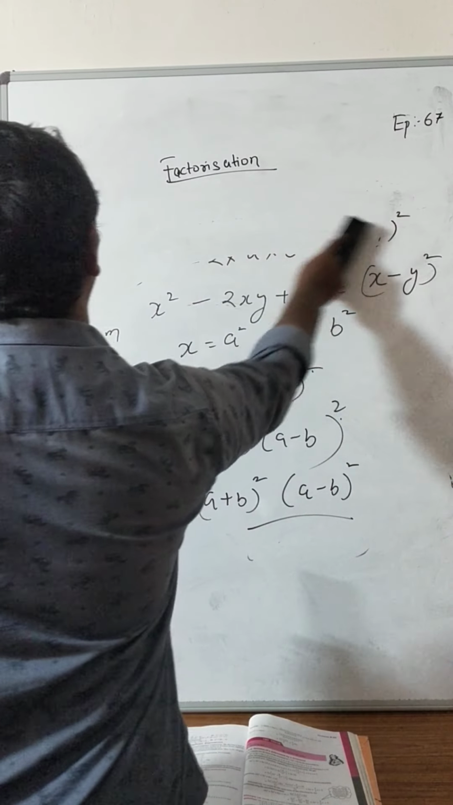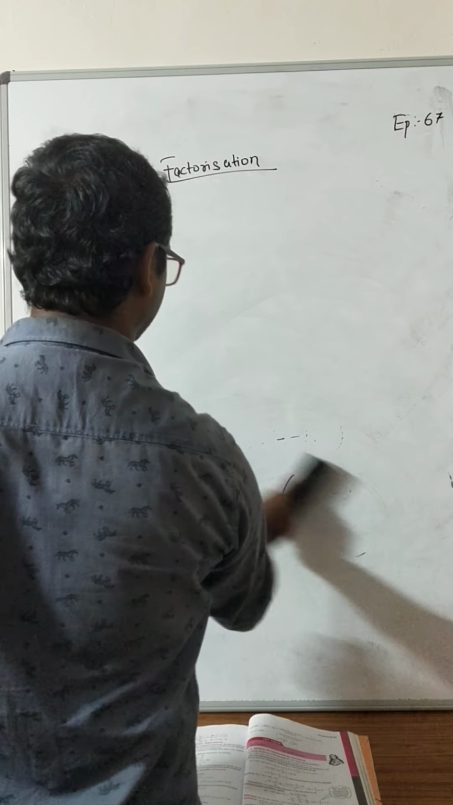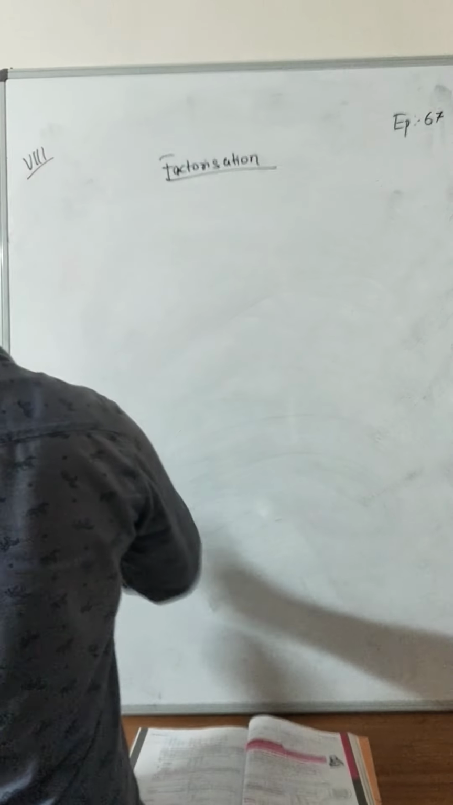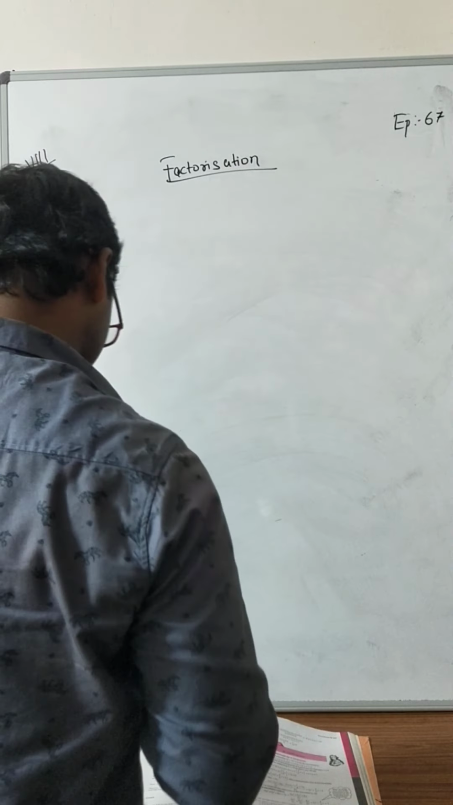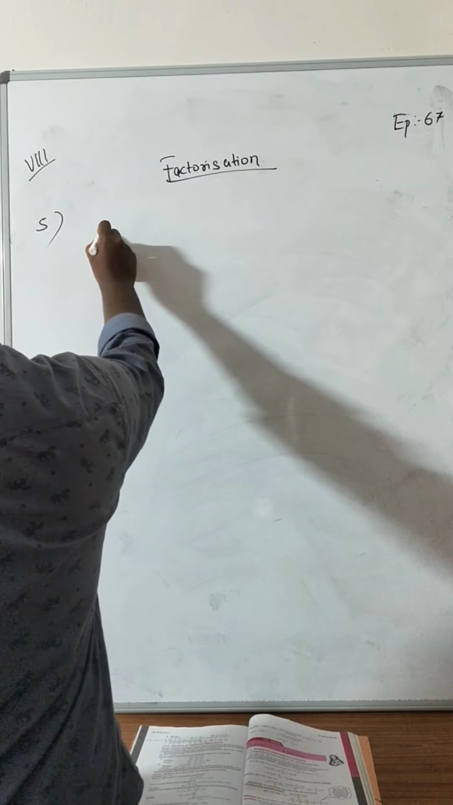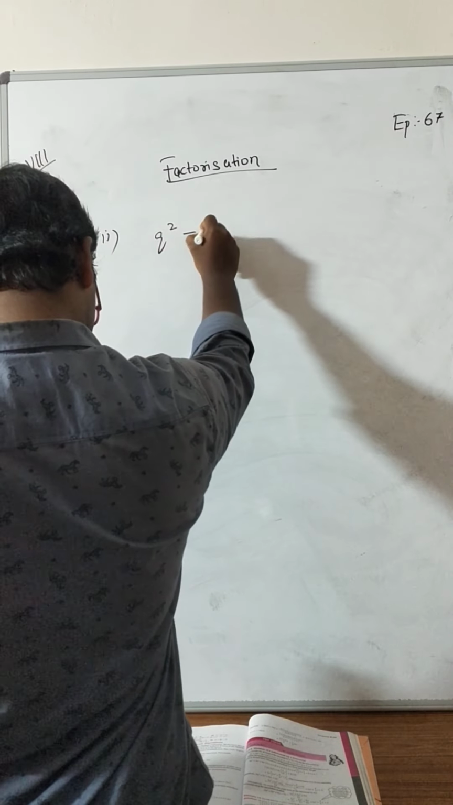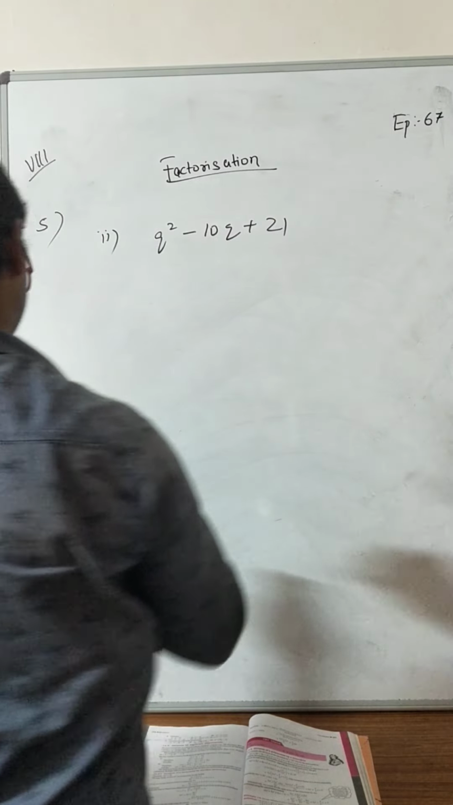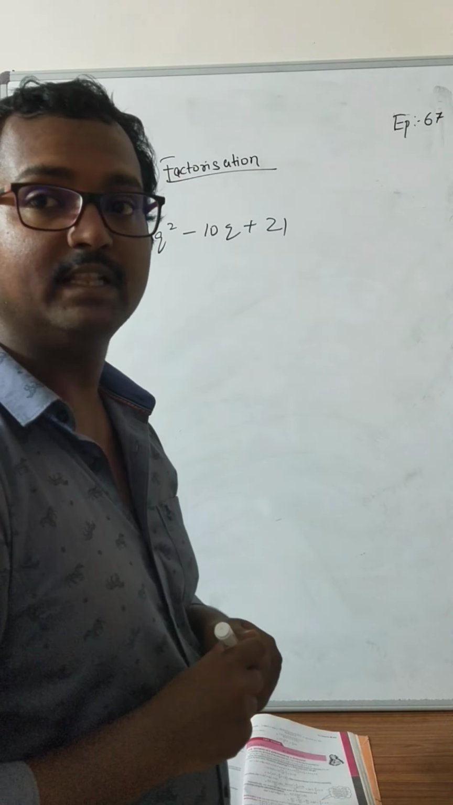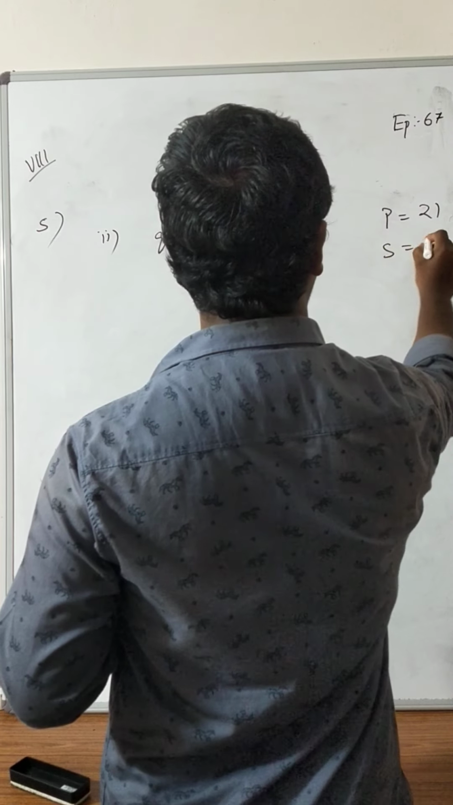Now look at the fifth one. Factorize the following expression. Okay, so the second question here, I'm going to do the second one only, which is q square minus 10q plus 21. In this I'm going to use the method of splitting the middle term, by taking product and sum. So product is 21 and sum is minus 10.